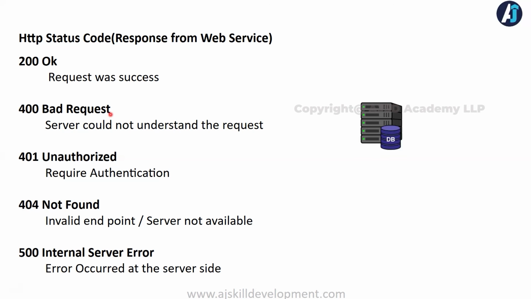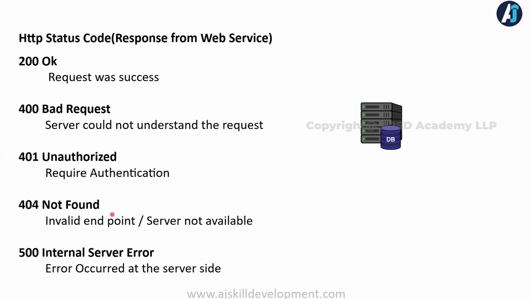Sometimes I want to access a secured endpoint, and I'm giving a wrong API key or wrong username and password. Then the web service will send me back a status code called 401, which is unauthorized. Sometimes there is a spelling mistake in the endpoint itself. Then the response will be sent back as 404 not found. The server says that I'm not able to identify the resource which you are looking for. And 500 internal server error means there was some issue on the web service side to process your request. Then it will send a response back as 500 internal server error.